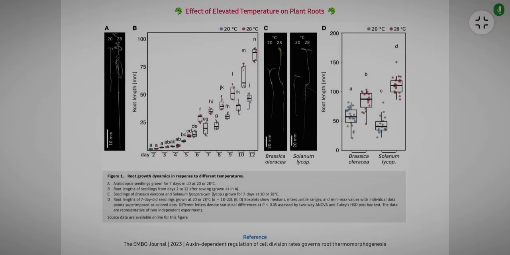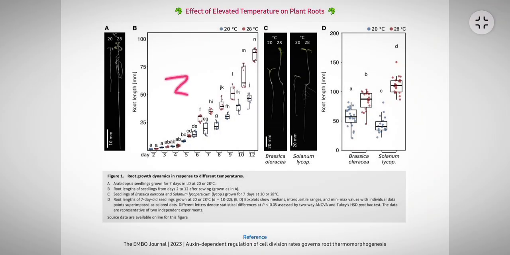Now, to summarize this whole video, we can have three takeaways from this experiment. Number one, when we increase the temperature from 20 degrees Celsius to 28 degrees Celsius, we see that the roots are getting elongated. Number two, the elongation of roots is not visible in the first few initial days, and it only appears after some days. Number three, this phenomenon of root elongation because of increase in temperature is not only limited to Arabidopsis, but it can also be observed in other species as well, which suggests that this may be a kind of universal or general phenomenon.